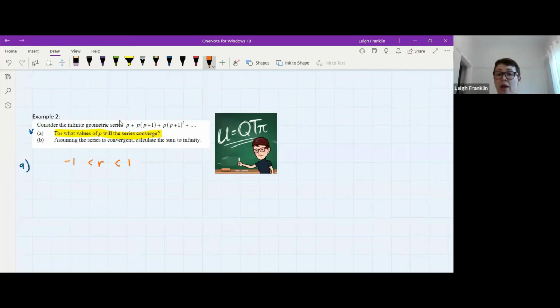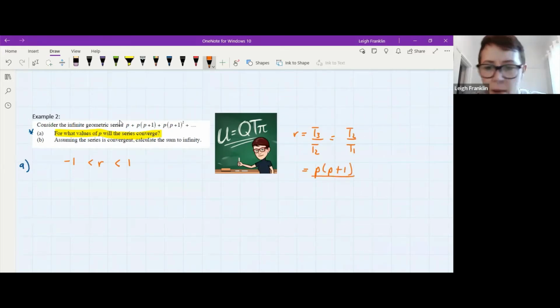So we're going to be subbing into a compound inequality, right? We need to work out what the value of R is in terms of P. So remember, we always work out R by saying term 3 divided by term 2, or term 2 divided by term 1. We can use either of those in this particular case. Let's say we use term 2 divided by term 1. Because this is factorized, anything divided by itself is 1, and that means that R is equal to P plus 1 in this instance.